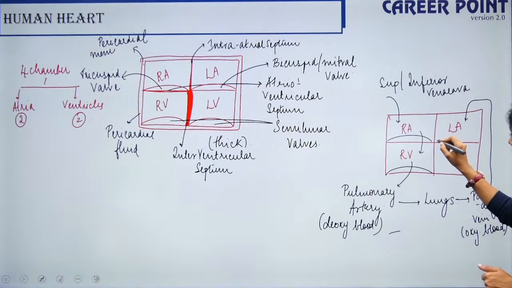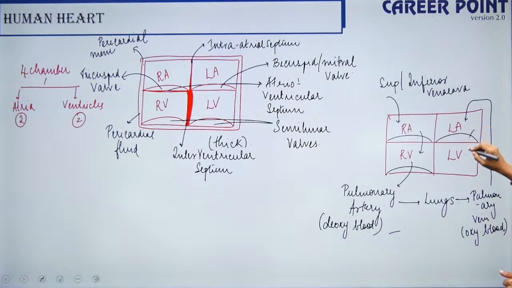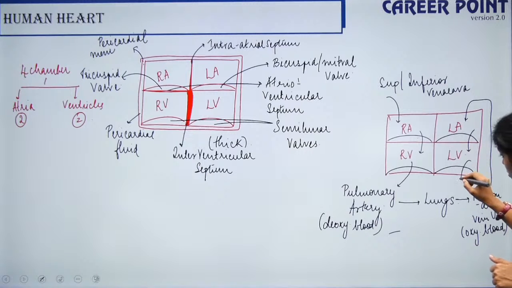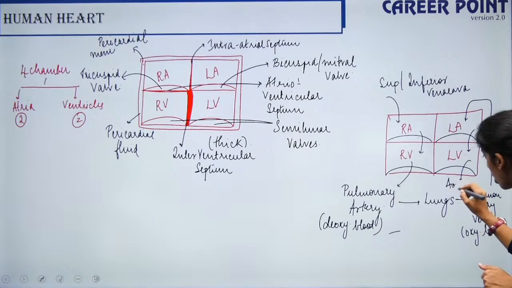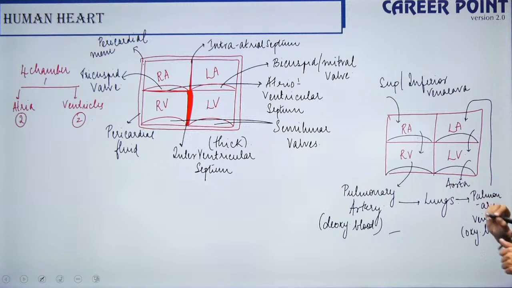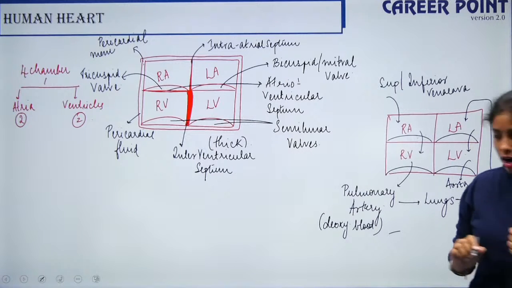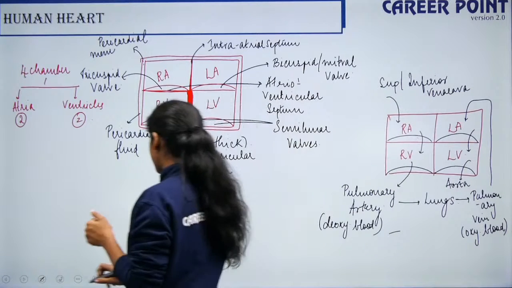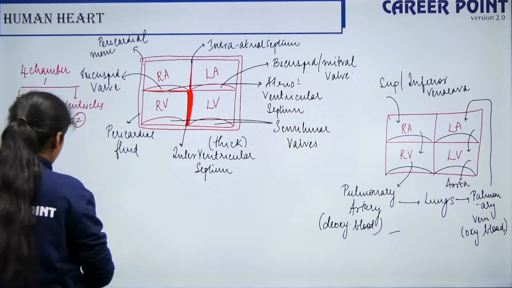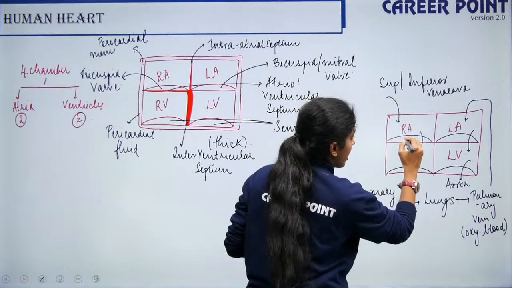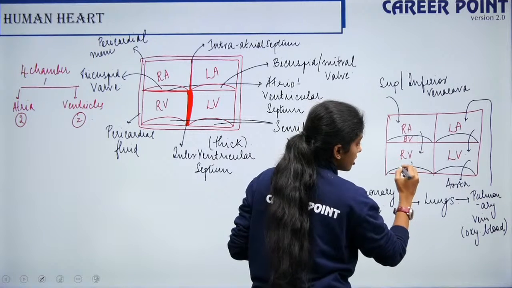So again I have a valve. This is the bicuspid valve. And from the left atria, it moves inside the left ventricle. Inside the left ventricle, again there is a semilunar valve which opens and the blood moves inside the aorta. The aorta distributes the oxygenated blood to all parts of the body. Is it clear now? Is the flow clear? This is the bicuspid valve. This is the semilunar valve.